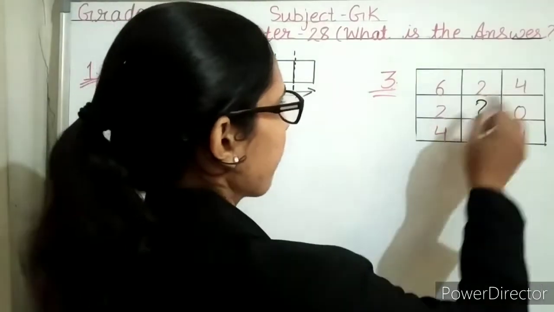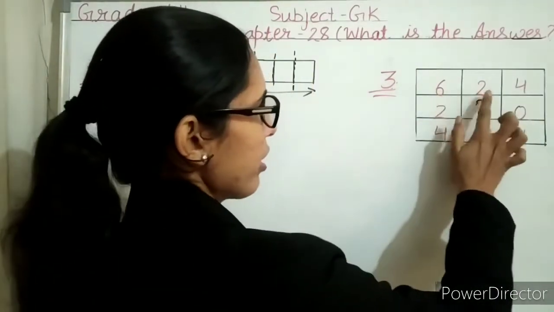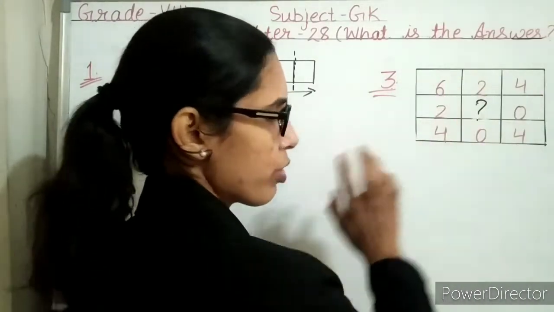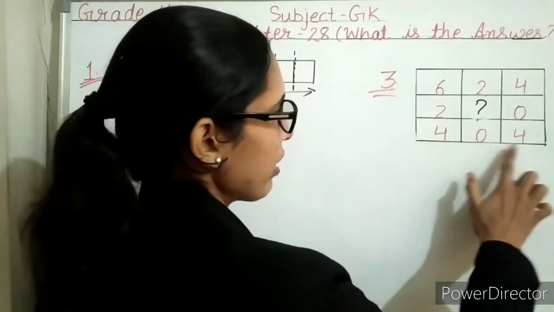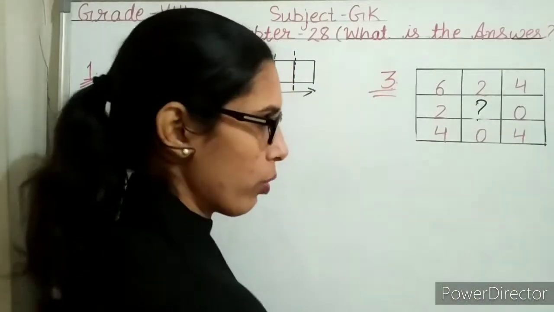So here we can see 6 written, 2, 4. It is very clearly visible: 6 minus 2 is equal to 4. Same rule from top to bottom: 6 minus 2 is equal to 4. Now check in this row: 4 minus 0 is equal to 4. Here also 4 minus 0 is equal to 4.